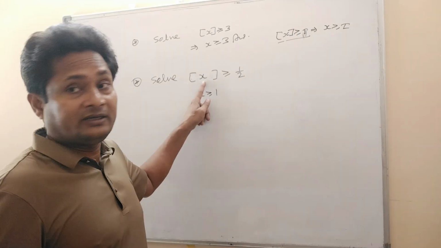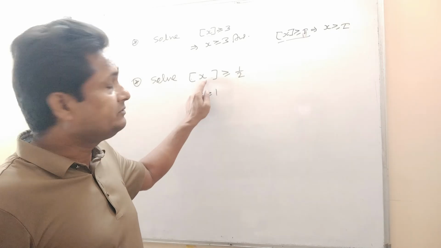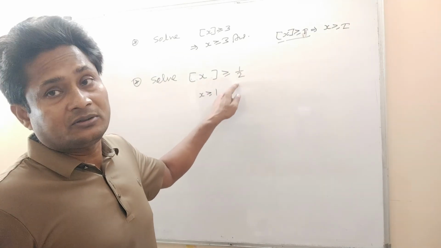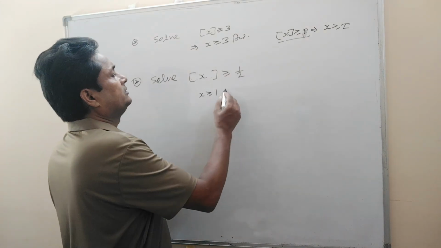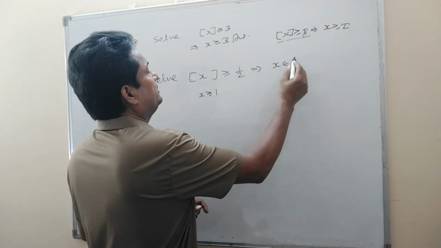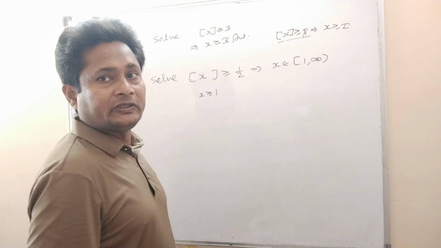If you put here x less than 1, then it will give 0, and 0 is greater than or equal to half will fail. So this is our answer. That means the answer of this one is x belongs to 1 to infinity. This is our answer.